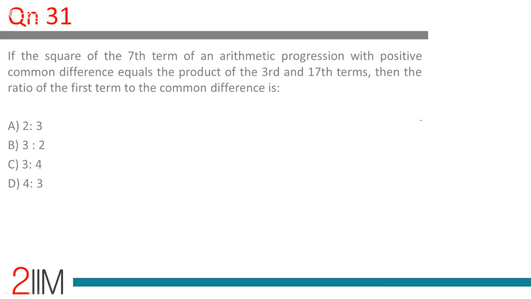The square of the seventh term of an arithmetic progression with positive common difference equals the product of the third and 17th terms. And the ratio of the first term to the common difference, third and 17th term, square of the seventh term.